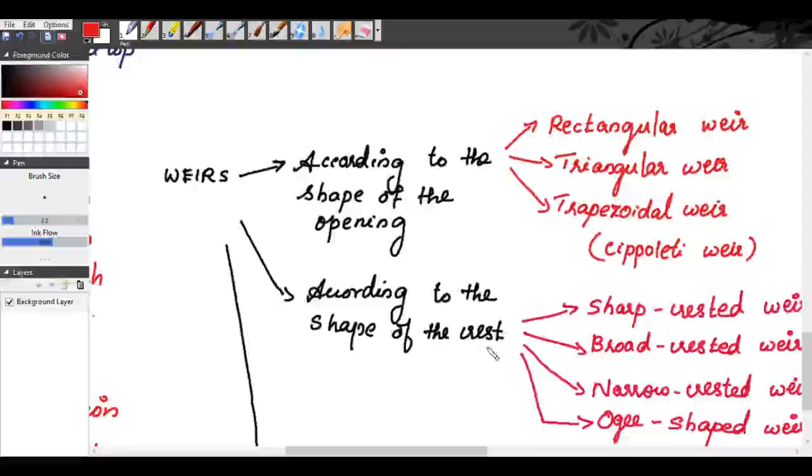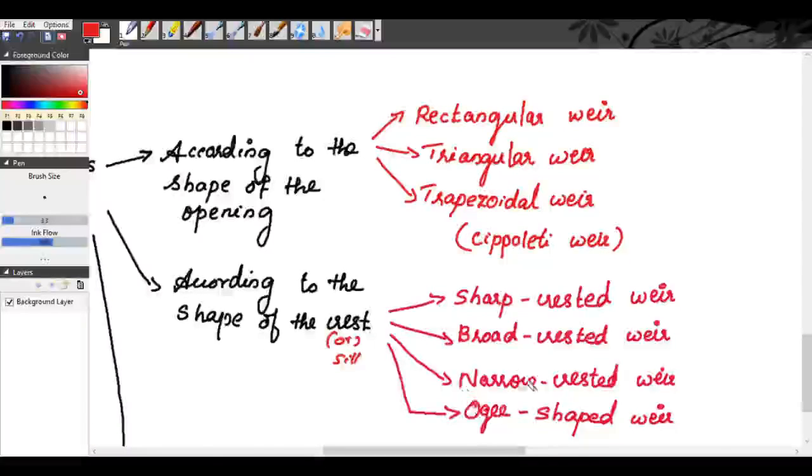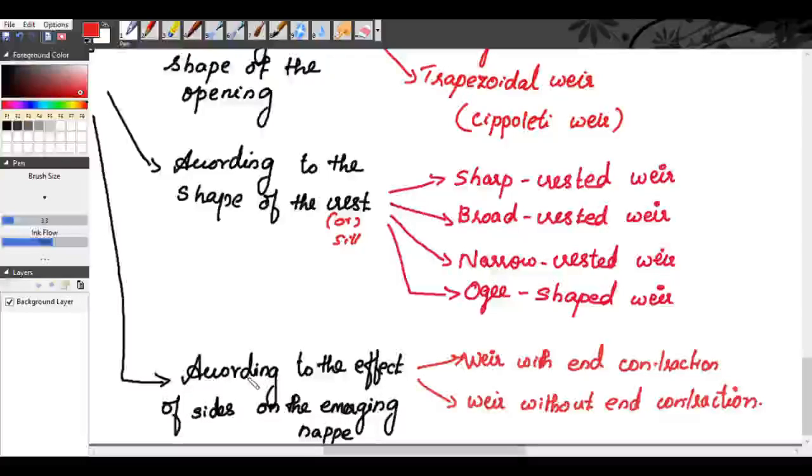According to the shape of the crest, so you know, crest or sill. The top portion of the weir is called the crest or sill. So based on the shape of the crest or sill, it is classified into sharp crested weir, broad crested weir, narrow crested weir and ogee shaped weir. We will see these things in detail in the coming classes. The third classification is according to the effect of sides on the emerging nappe: weir with end contraction and weir without end contraction.